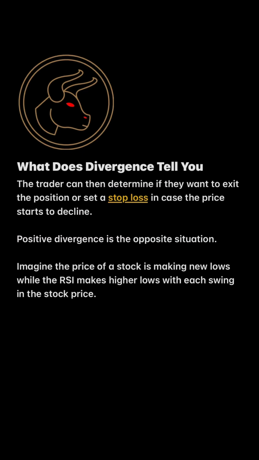So then the trader can determine if they want to exit the position or set a stop loss in case the price starts to decline. Positive divergence is the opposite situation. We just saw both examples of negative and positive in the last slide, but imagine the price of a stock is making new lows while the RSI is making higher lows with each swing of the stock price.